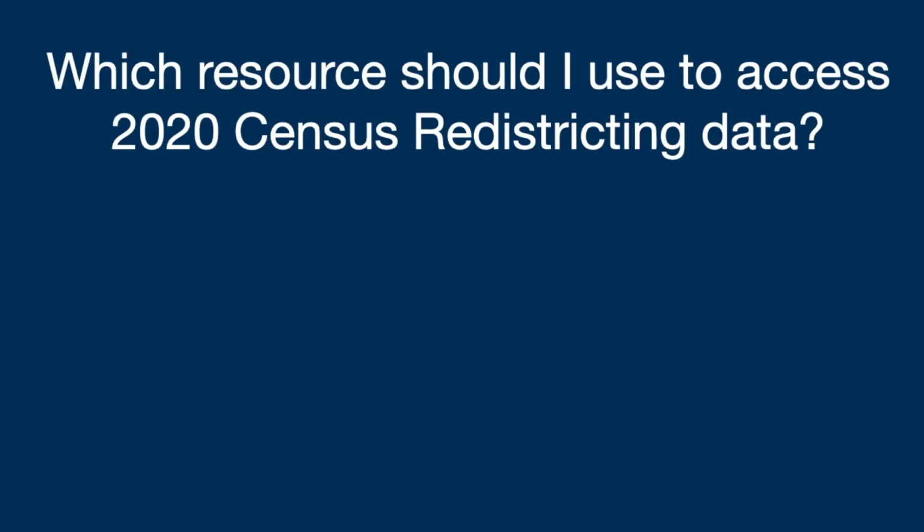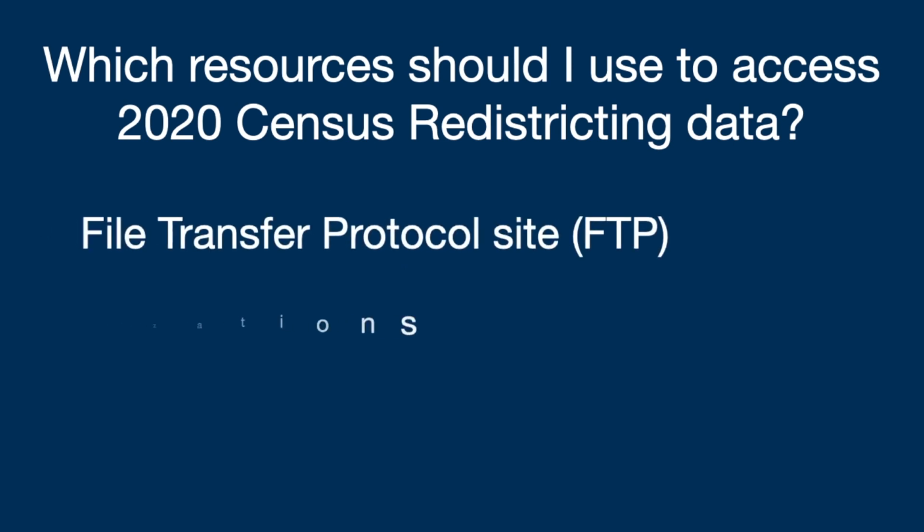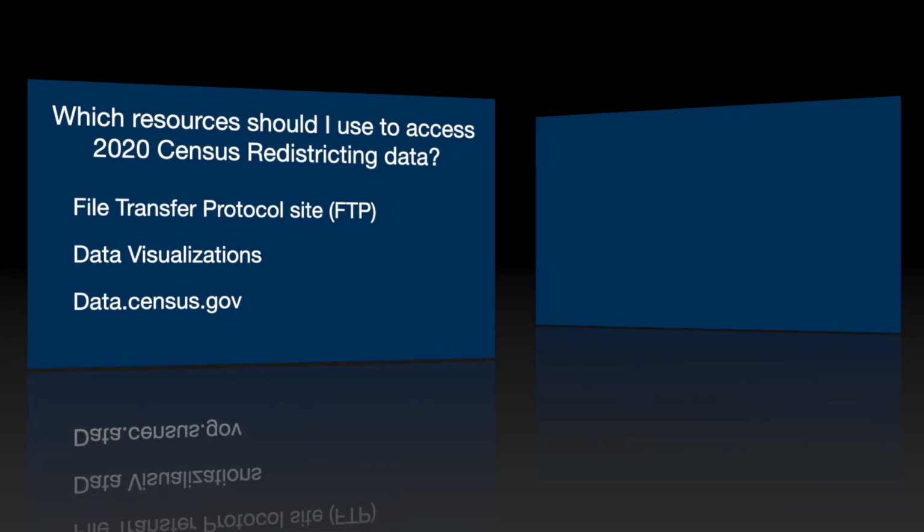The first question here is, how do I know which resource I should use to access the 2020 Census Redistricting Data for my project? These 3 resources are File Transfer Protocol Site, or FTP for short, Data Visualizations, and data.census.gov. At the end of this Data Jam, I will also briefly talk about a few more great resources such as Quick Facts and the Census API. To help you answer this question, let's take a closer look at each one of the 3 resources.